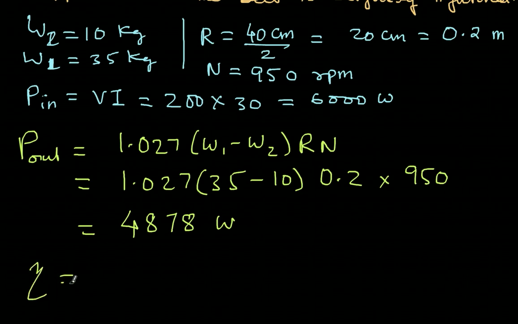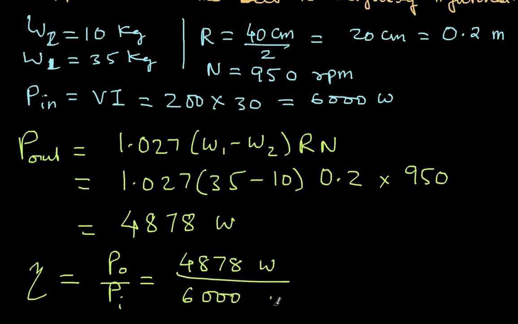Now I can find the efficiency. Efficiency is power output divided by power input. So 4878 watts divided by 6000 watts gives me an efficiency of about 0.813, and if I express it in percentage, it will be 81.3% as the efficiency of the motor.